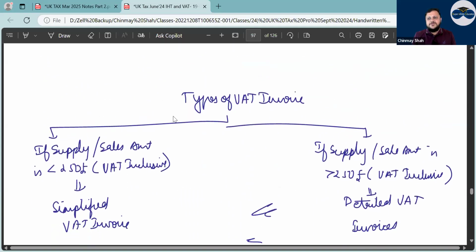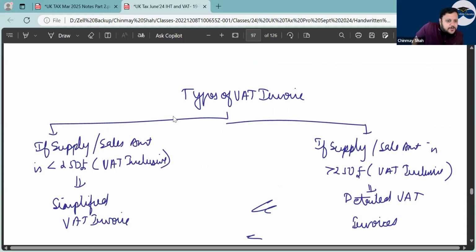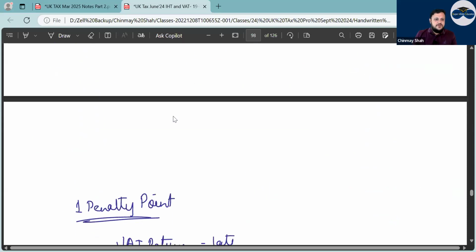Then types of VAT invoice. If supply is less than 250 pounds, right? A simplified VAT invoice will work. If more than 250 pounds, detailed VAT invoice. Simplified is what? You only require very basic details, right? Like name of the party, VAT number, amount and VAT amount. But if it is a detailed invoice, you have to write everything. Your name, customer's name, addresses, correct? Both the VAT numbers, correct? All the quantity that is sold, rate per piece and all that stuff is to be written, correct?